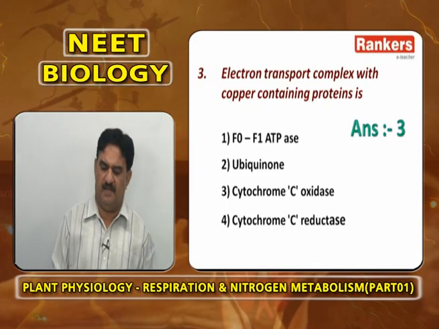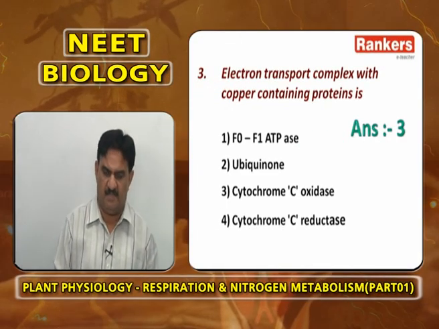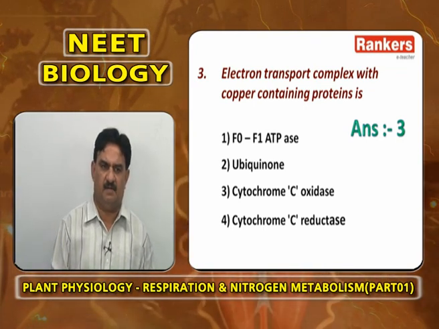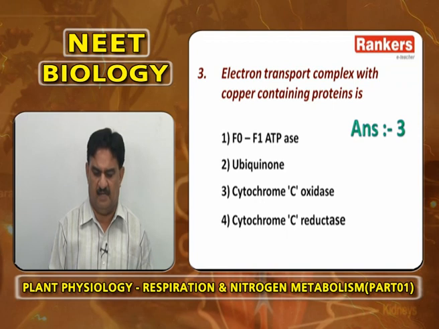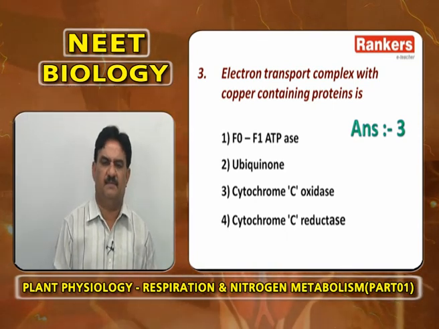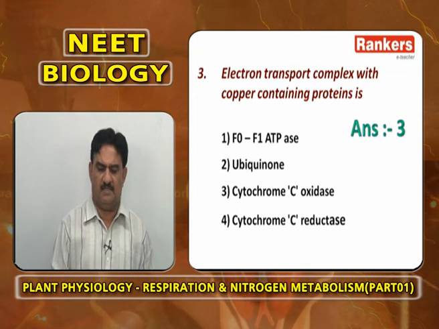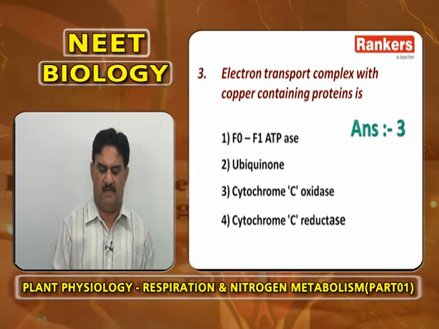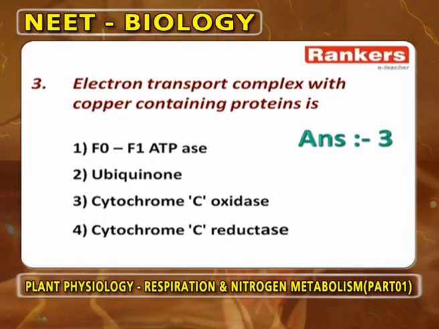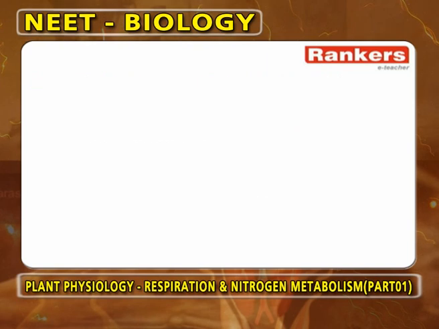F0 F1 ATPase is the coupling factor complex. Ubiquinone is a mobile carrier between complex 1 and complex 3, complex 2 and complex 3 during the electron transport system. Cytochrome reductase is nothing but complex 3 with 1 iron sulfur protein. So the electron transport complex with copper containing proteins is cytochrome C oxidase, also called complex 4, the third option.